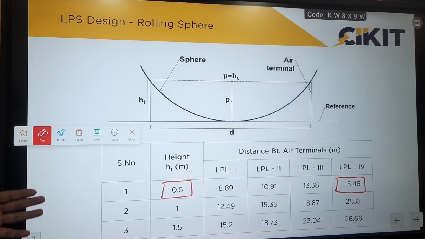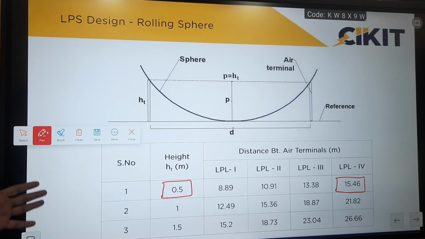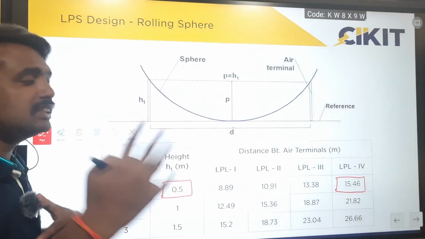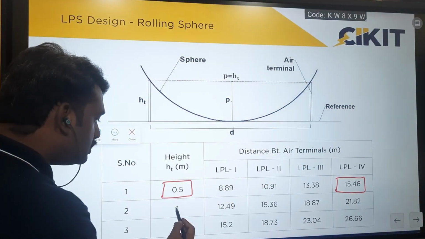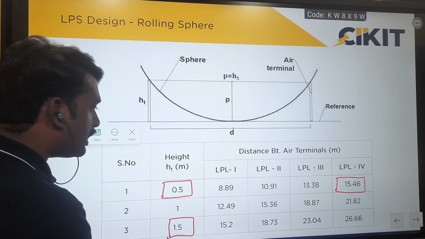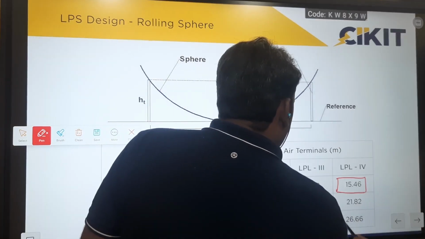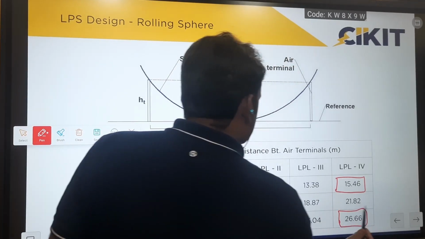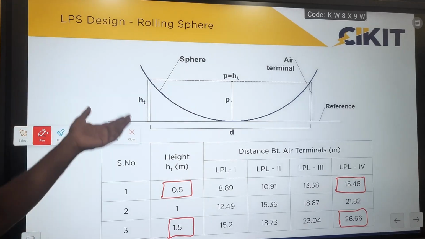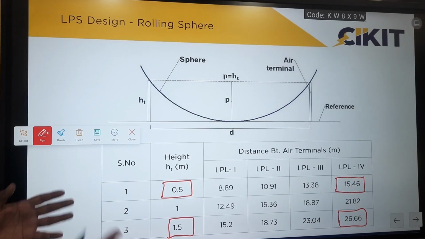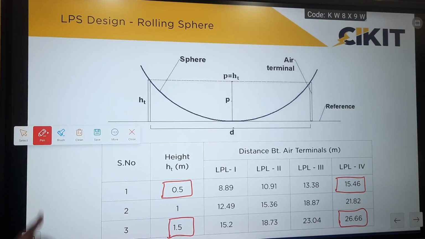So here the 15 meters is the distance between the two air terminals, and it is not the radius of protection provided by one air terminal. Here we always consider the distance between the two air terminals only. Similarly, if I consider 1.5 meter height, the maximum distance between two air terminals can be up to 26 meters. Using the formula, we can calculate the distance for different heights and different levels. I can calculate for 2 meters, 3 meters and 5 meters as well. This is just an example.